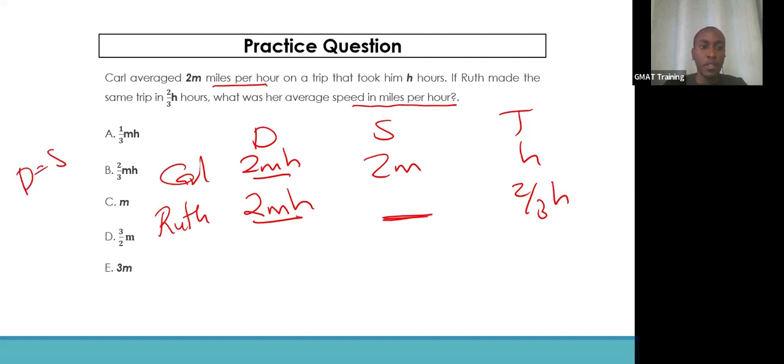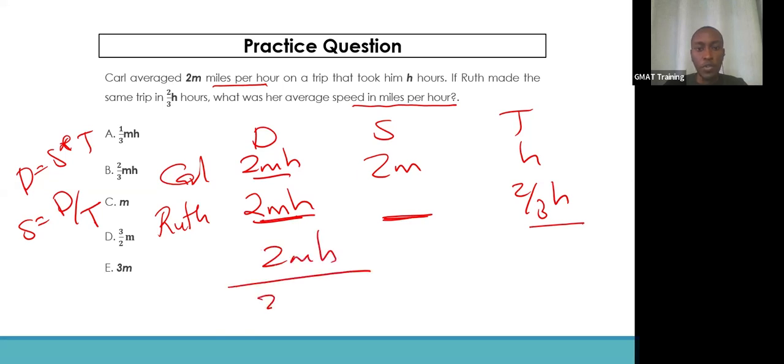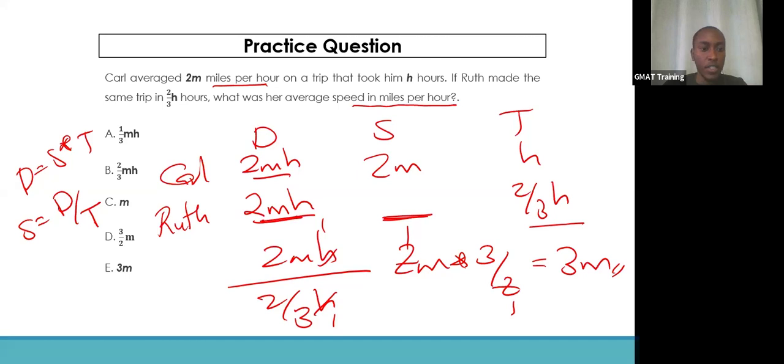If distance equals speed times time, we'll notice that to find speed, speed equals distance over time. We don't have to write these formulas down; we'll have this at our fingertips, so you should be fluent with that. So speed equals distance over time. Distance is 2mh, time is 2/3 h. So 2mh divided by 2/3 h. The h cancels out and you'll have 2m times 3/2, a factor of 2, and then you'll have 3 times m, that's 3m, which is the answer, choose E.